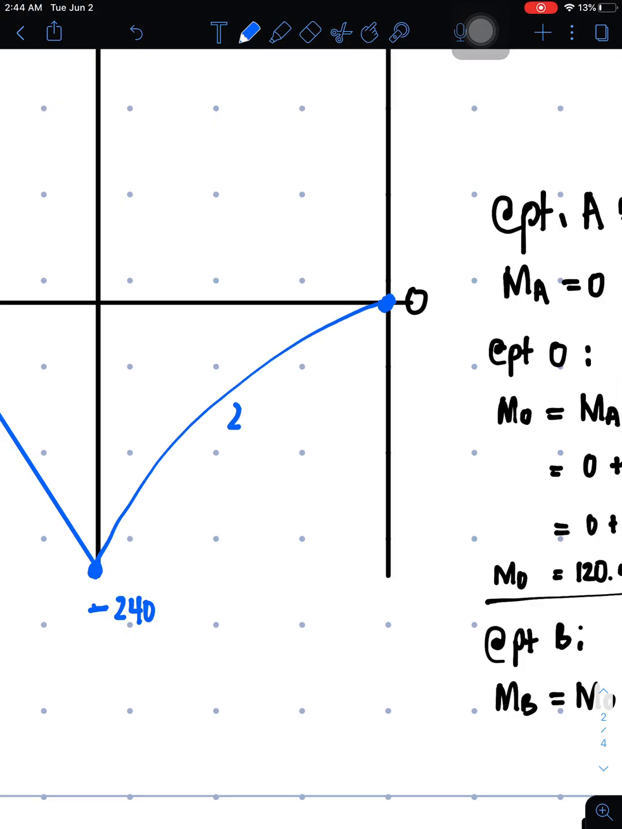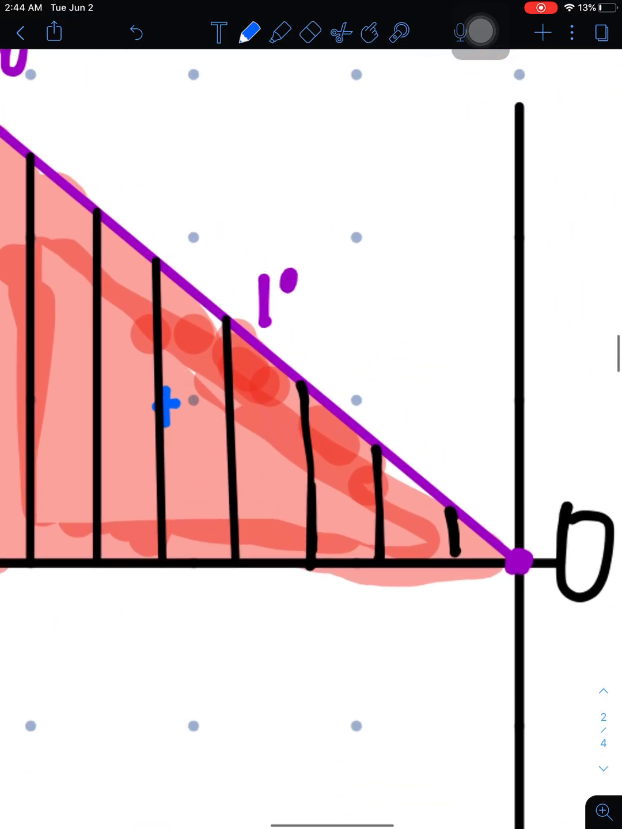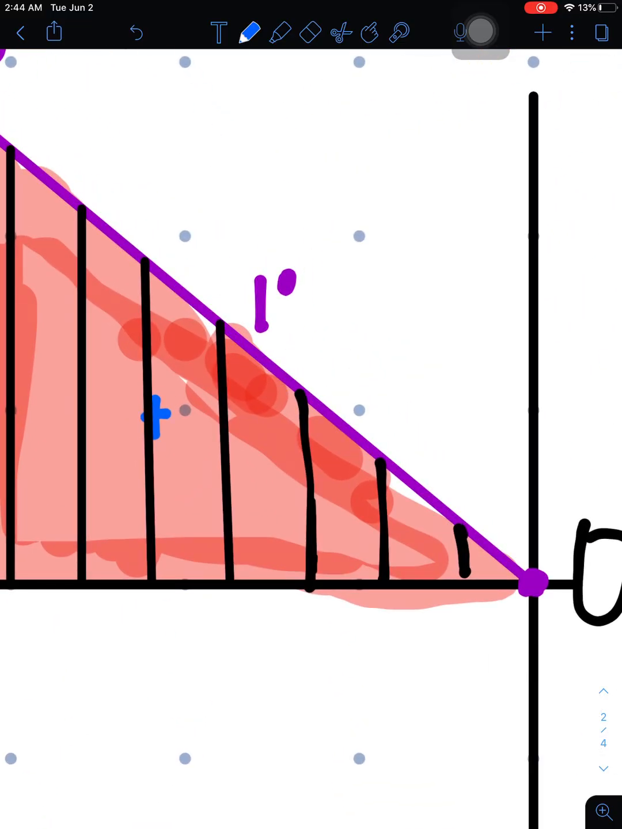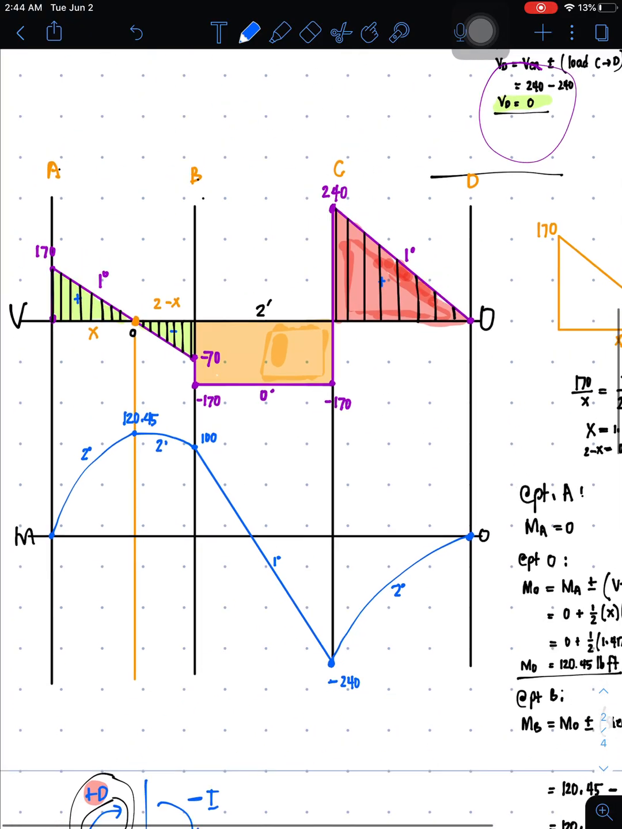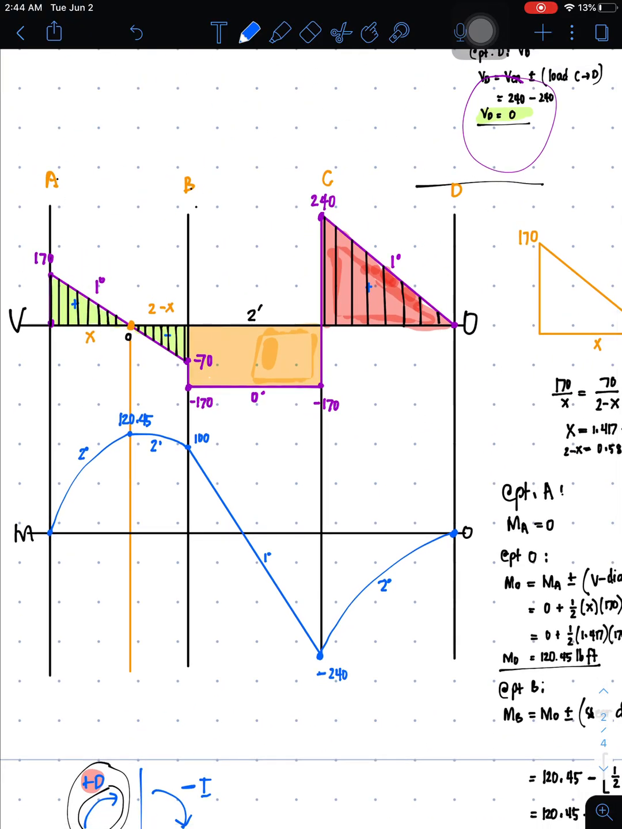And the curve here is second degree. Second degree because, again, look at the previous, it's first degree. So plus 1, it becomes second degree. So that's our shear and moment diagram by relation of loads to shear and moment.